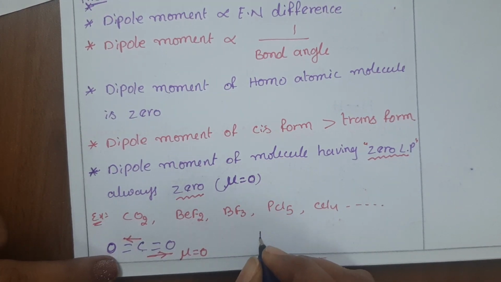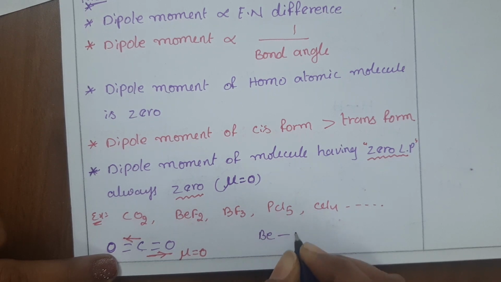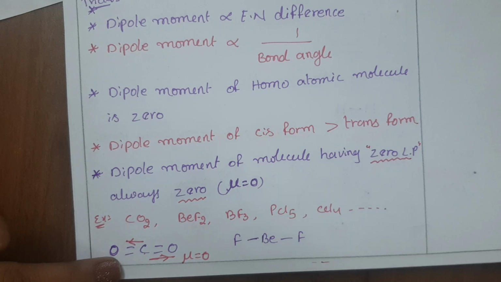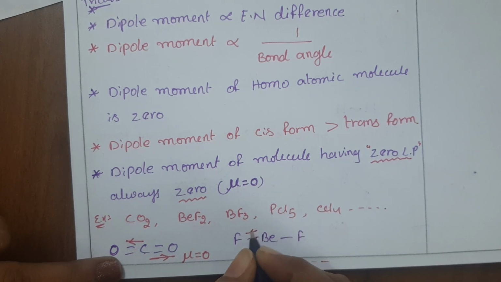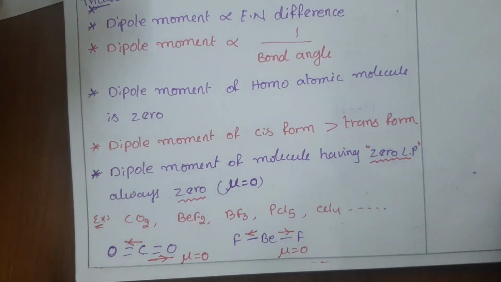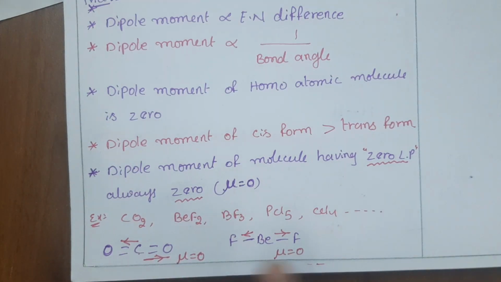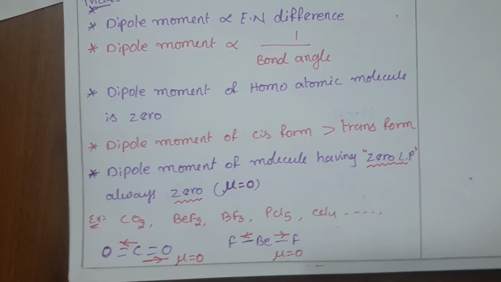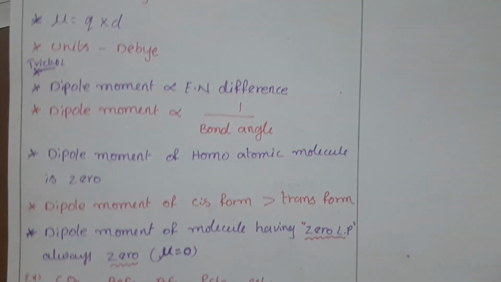For BeF2 also, fluorine is more electronegative than beryllium, so from beryllium to fluorine and from beryllium to fluorine. So mu is equal to 0. Like this we can write the structures of the remaining ones also, and then we can get the net dipole moment as 0.